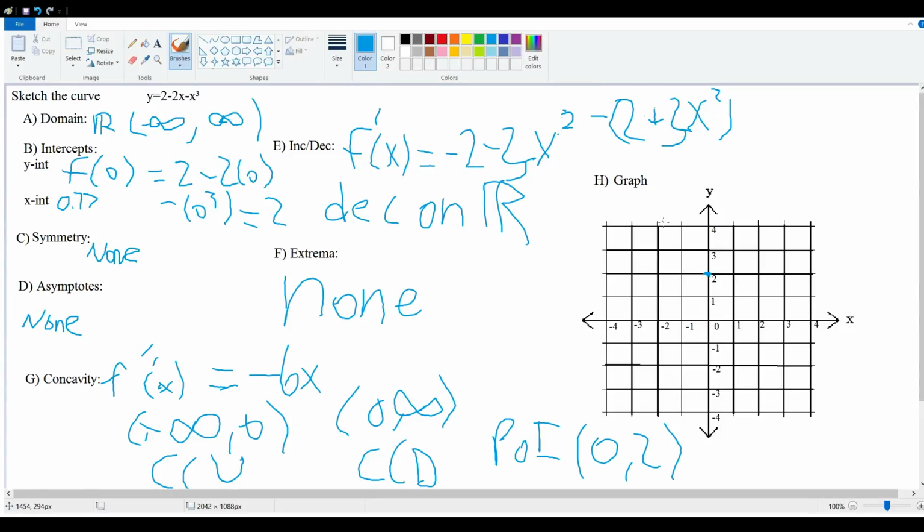It's going to be decreasing all the way down, and it's going to be concave up to the left of that point, and then it's going to flip and continue on there. And then the x-intercept, as I found out before, was 0.77. It's just going to flip over here, put that arrow right there, and then you are all done.